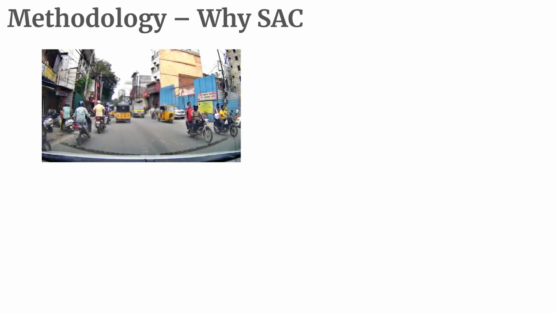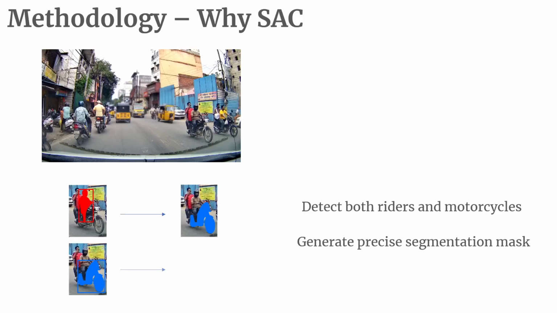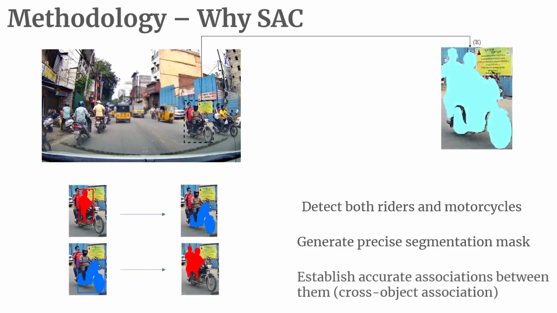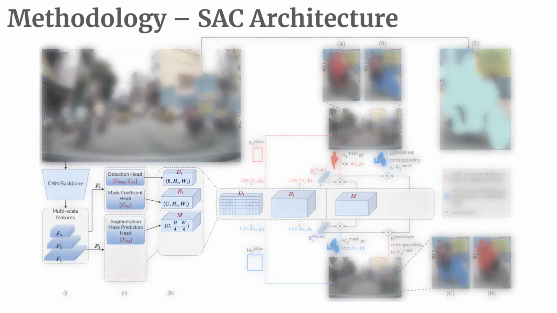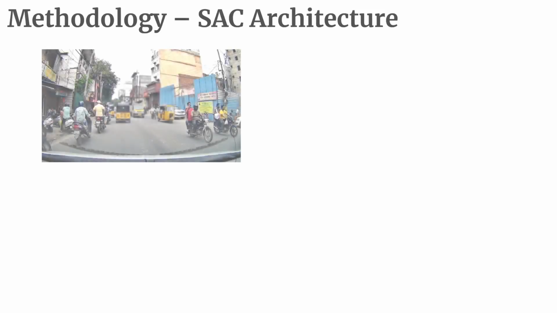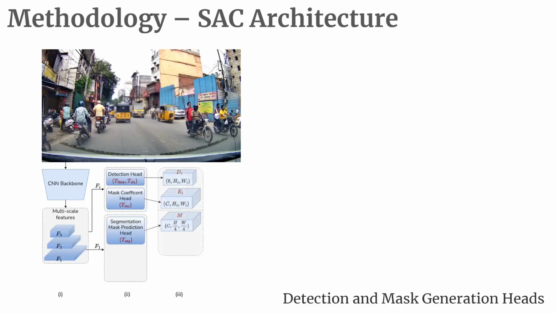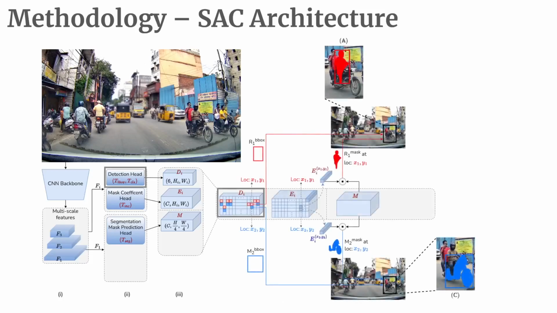Our goal is to not just detect riders and motorcycles separately, but to create a system that can generate precise segmentation masks and establish accurate associations between them. The SAC architecture builds upon YOLOv8 shown in blue, with our novel association components shown in purple. Given an image, the backbone extracts features at 3 different scales. These feature maps feed into specialized heads. For each feature map, the detection head predicts bounding boxes and class scores.